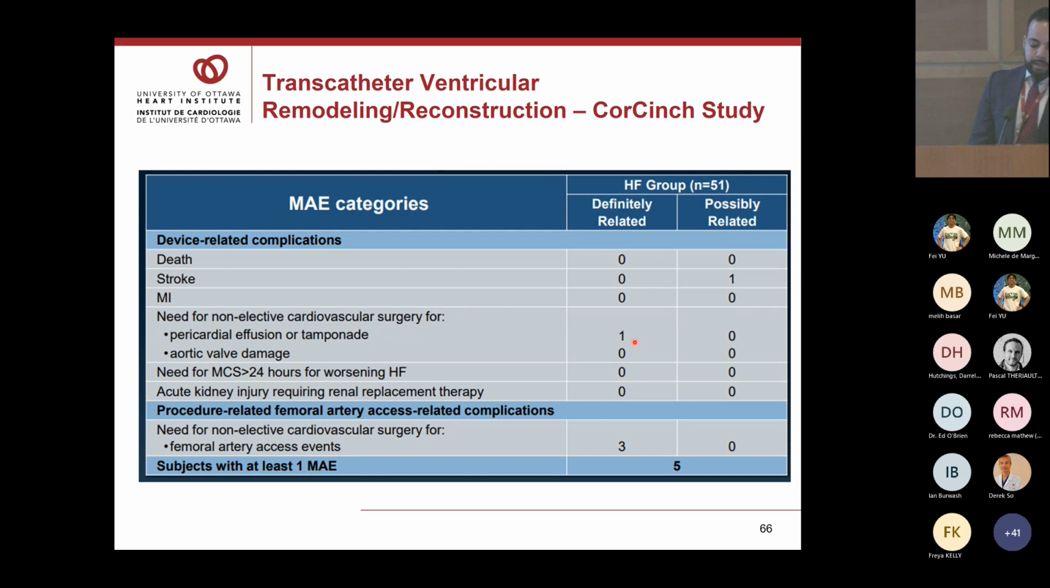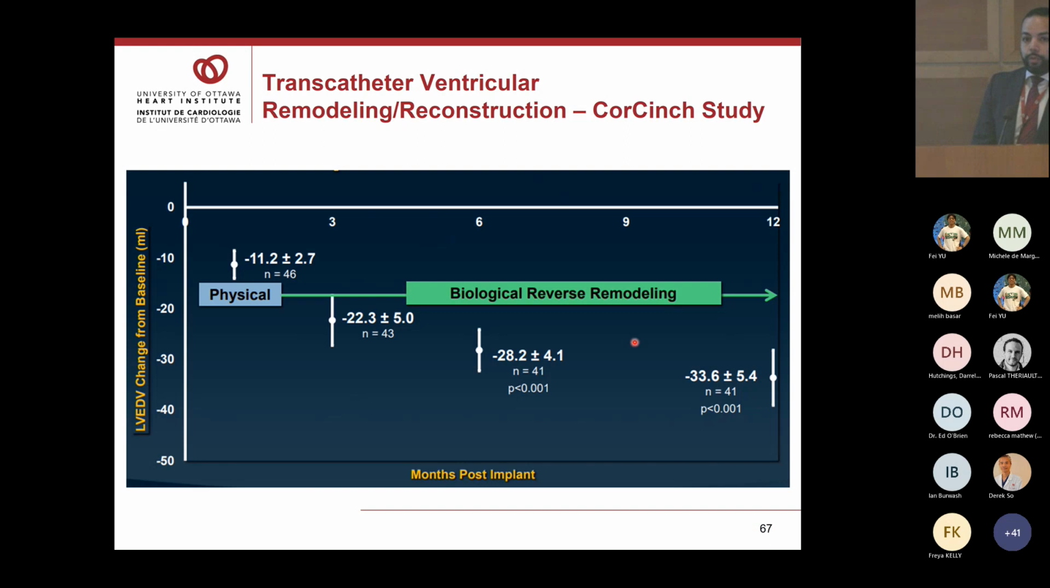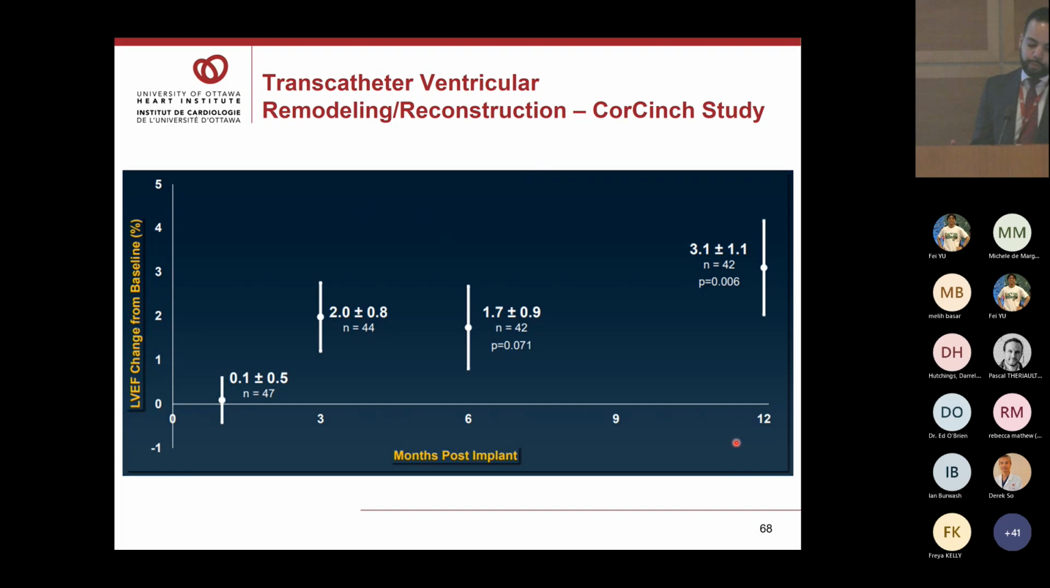And what they showed from an echo perspective is there was positive biologic reverse remodeling. So they were able to show that in the patients that were treated, at 1 year, they were able to reduce the left ventricular end-diastolic volume by 33. Whether or not that's clinically important remains to be determined. And they were able to improve ejection fraction by 3 points, whether that's clinically important or not, or inter-observer differences, to be determined in bigger studies.